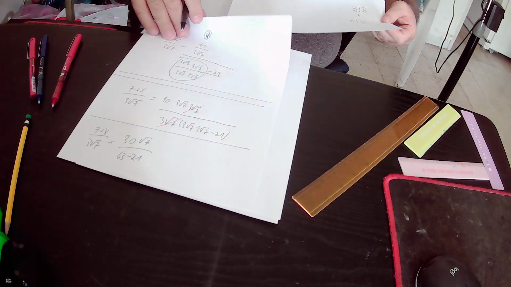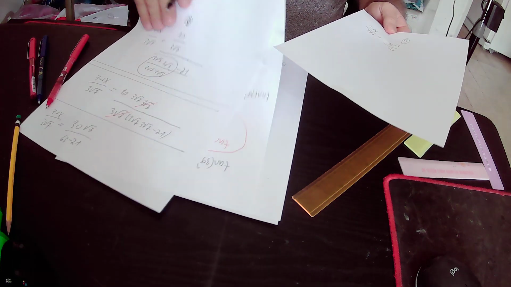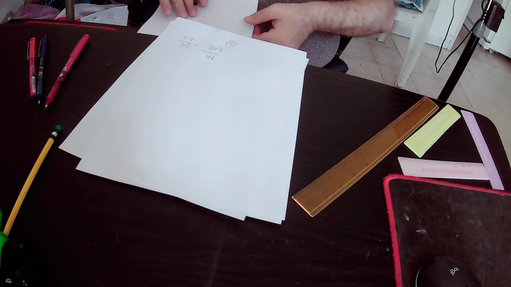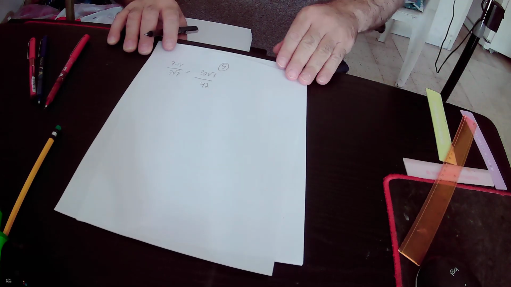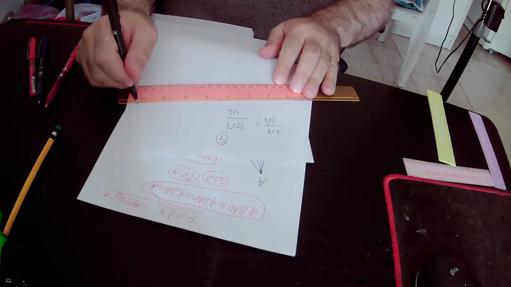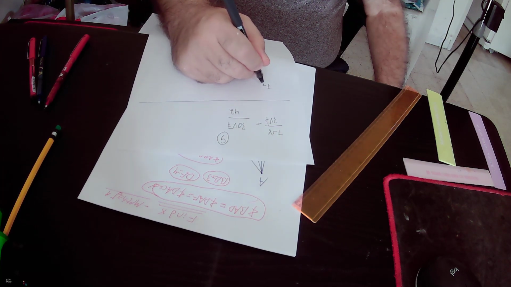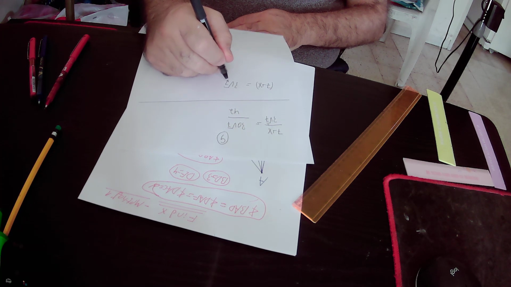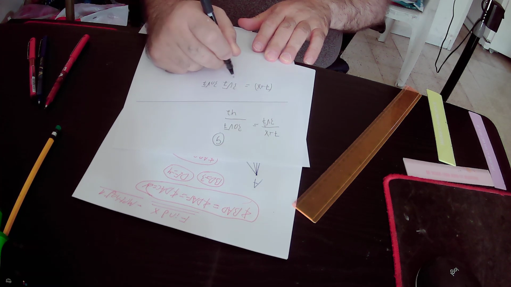So we have this equality. Here we will multiply this equality by 3 times root 7 and we'll get that 7 plus x equals to 3 times root 7 times 30 times root 7 over 42.